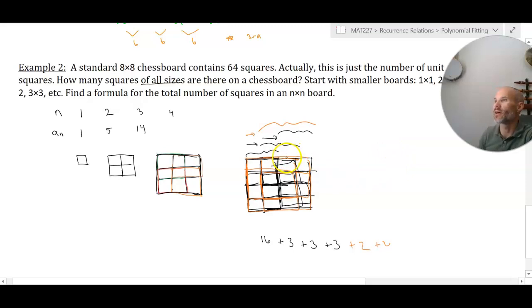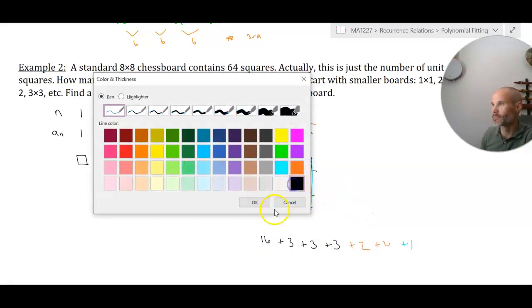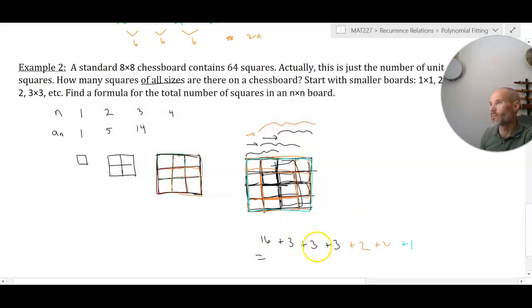Now I have also the big outer one, the 4x4. So that's yet another way I could form a square of any size out of this. So we get plus one more. Now let's count this all up. So we have 16 plus 9 is 25, 27, 29. We have 30. 30 squares inside of a 4x4 of all sizes.